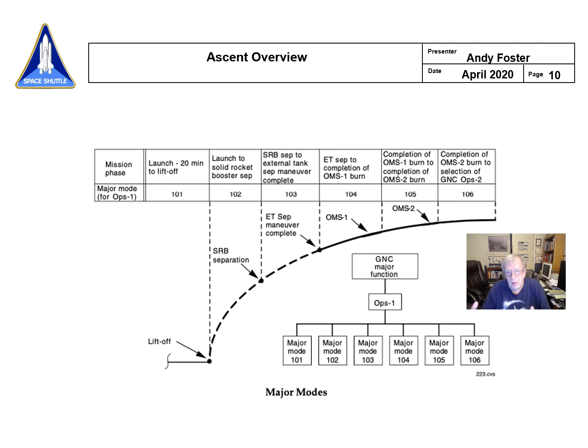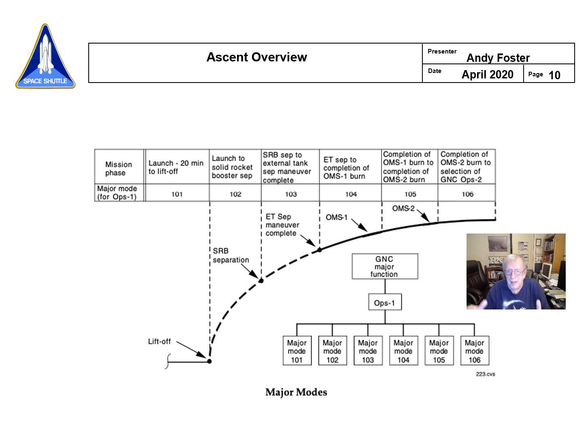It would flip over to major mode 104 if you needed an OMS 1 burn, and we'll talk about when you might need that in a minute, which is a burn using the OMS engines I talked about earlier. It would be in major mode 104 where you would do that. And then once you got through with that, or if you didn't do an OMS burn, you just coast in 104 until you got everything ready in the orbiter to go to 105.